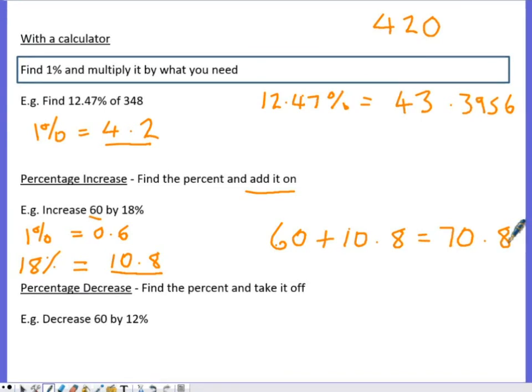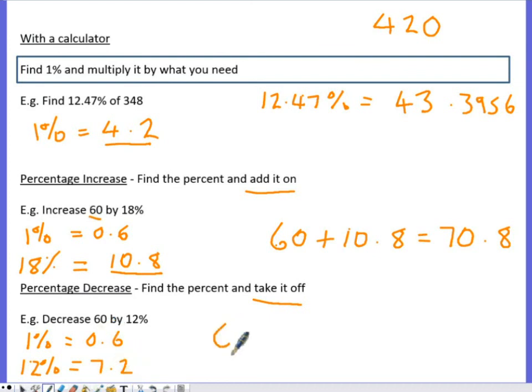Percentage decrease is very similar, but what we're going to do is find the percent and then take it off. So still looking at 60, 1% is 0.6. 12% is 12 lots of this. So if we do 0.6 times 12, we get 7.2. And then what we want to do is decrease the 60 by 12%, which is 7.2. So we're going to do 60, take away the 7.2, and we're left with 52.8.